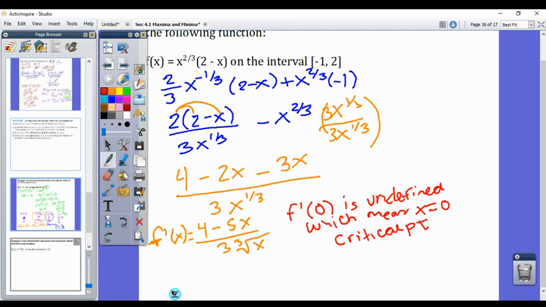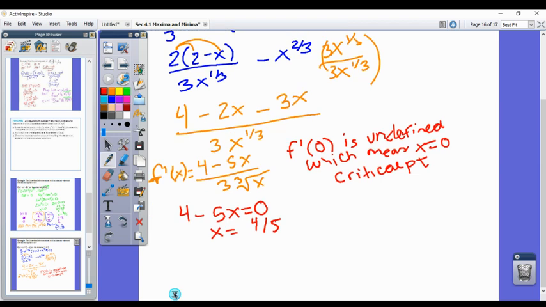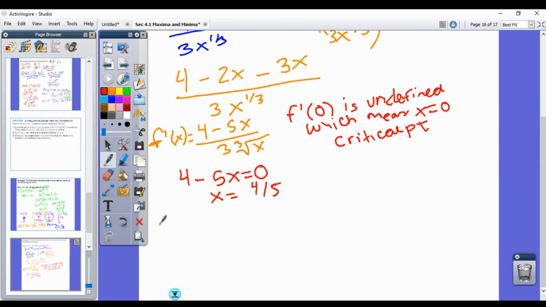All right, so I can't really do anything else with the denominator, but I am going to set my numerator equal to 0. Then if I solve that, I'm going to get x is equal to 4/5. All right, so now I have all of my points. So we're going to evaluate the original function at x equals 0, because that's my critical point, x equals 4/5, because I just got that when I set my numerator equal to 0, x equals -1, because that was one of the starting points of my interval, and x equals 2. That was the other point of my interval.